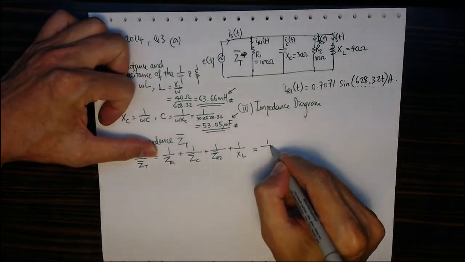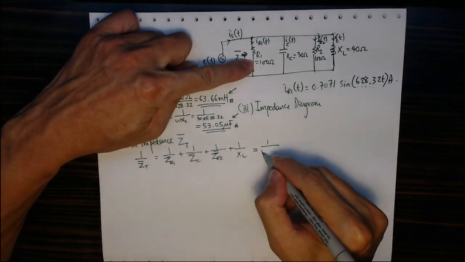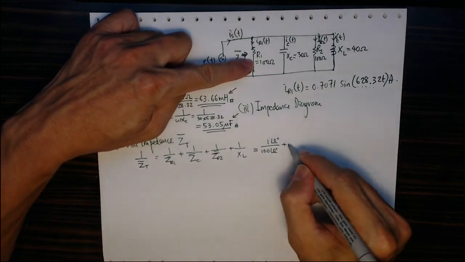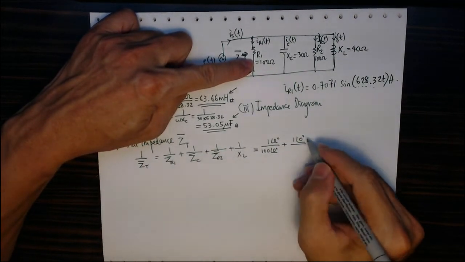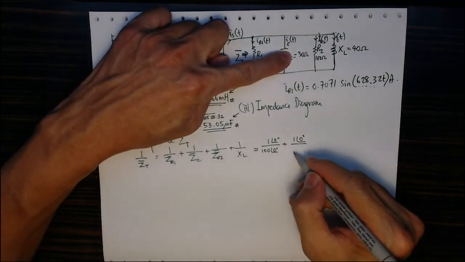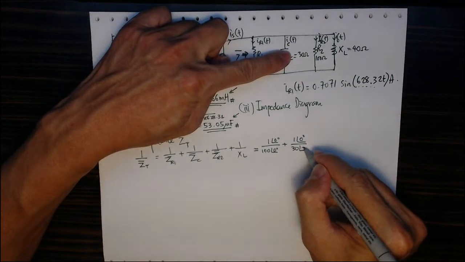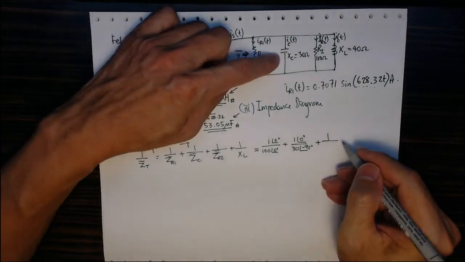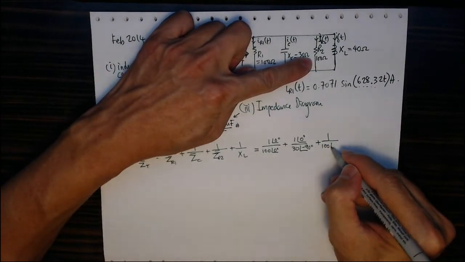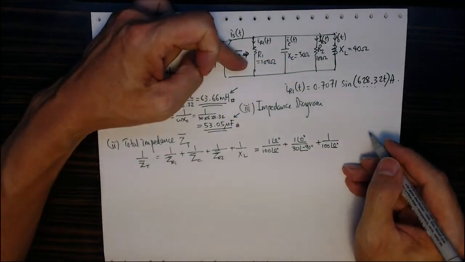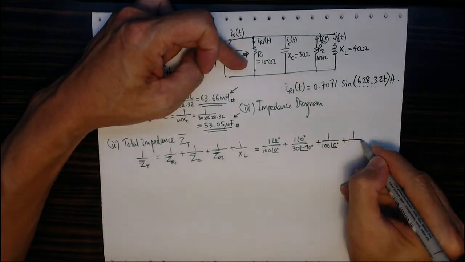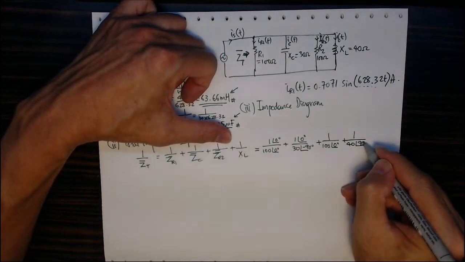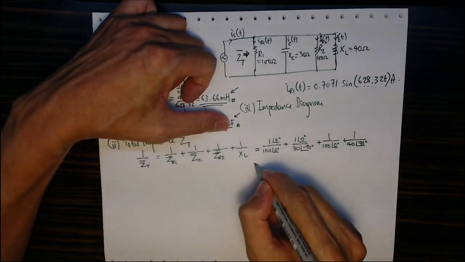So I will do everything in polar version. 1 divided by ZR1 is just 100 at the angle of 0 degrees, plus 1 upon XC. XC is 30, but because it's a capacitor, it has a minus 90 degrees. And I have 1 upon R2, which is 100 at the angle of 0 degrees. Plus finally the inductance. Inductance is 40 at the angle of positive 90 degrees.